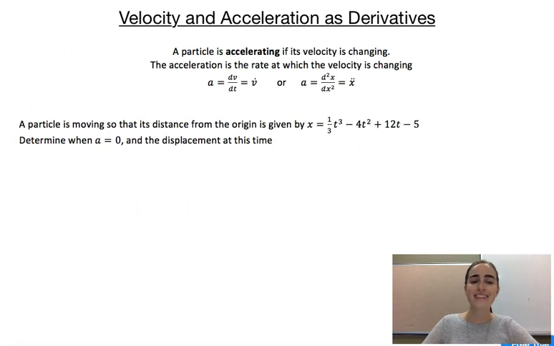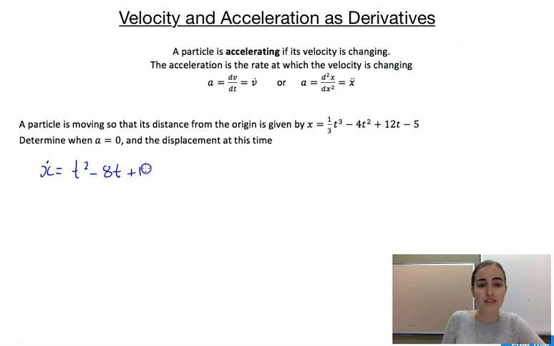So if we look at the same equation as we did in our last example, we've got a particle moving with this equation here. This question asks us to determine when the acceleration is equal to 0 and the displacement at that time. So the acceleration, we need to find the second derivative. So our first derivative we already figured out in the last question was t squared minus 8t plus 12. So then we can differentiate again. You could be writing these again as v and a if you'd like, it's up to you. If we differentiate that again, we'd have 2t minus 8.